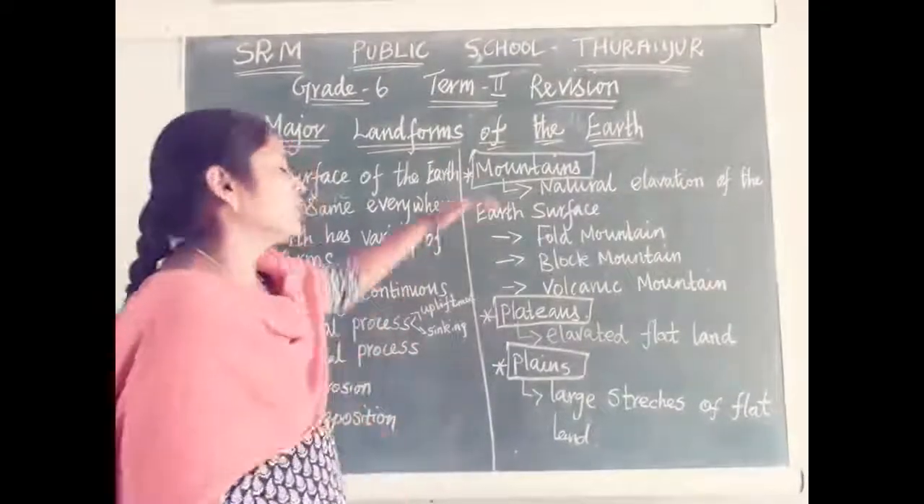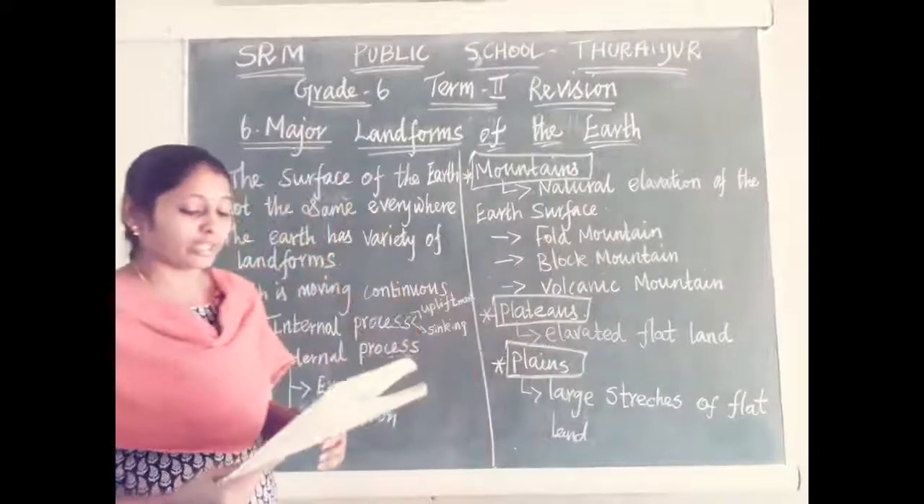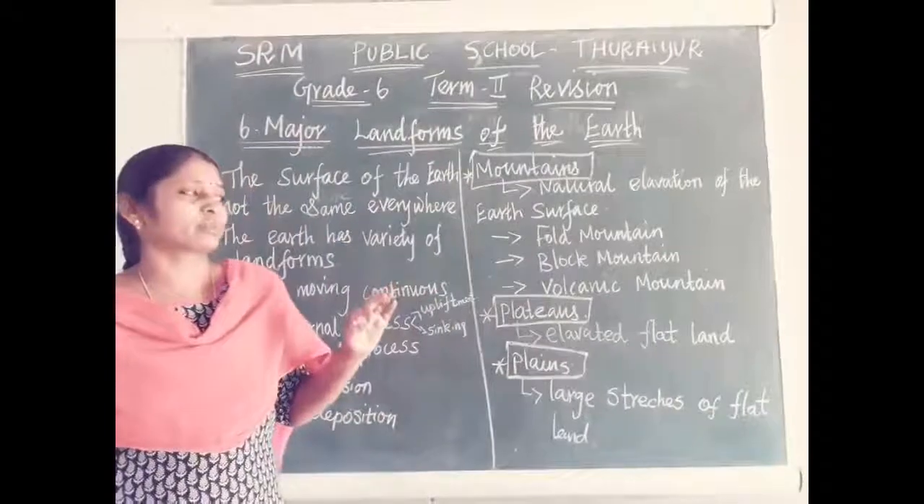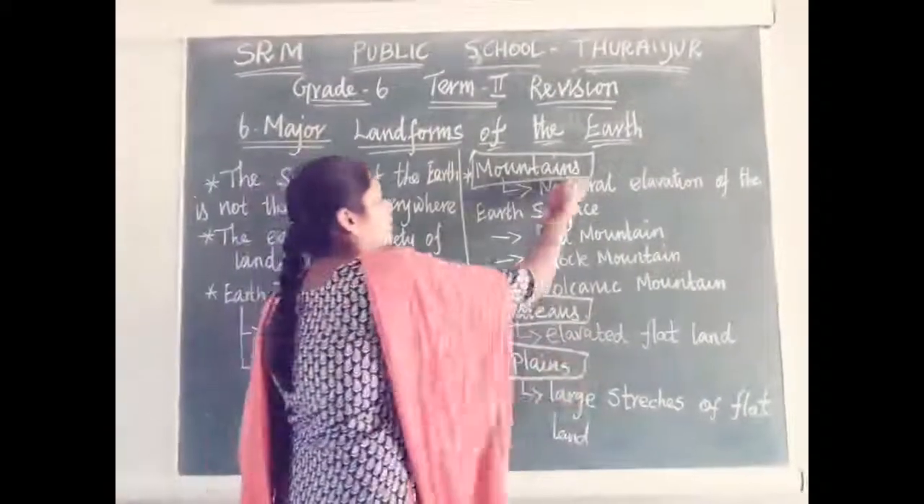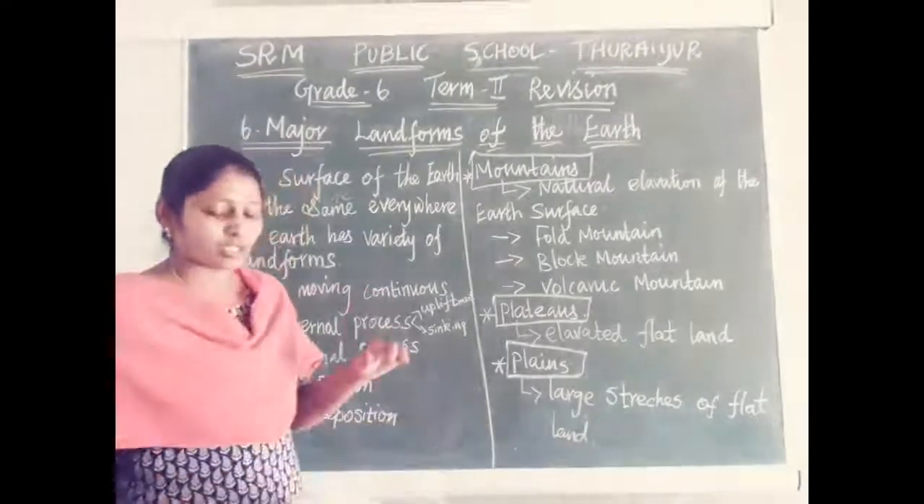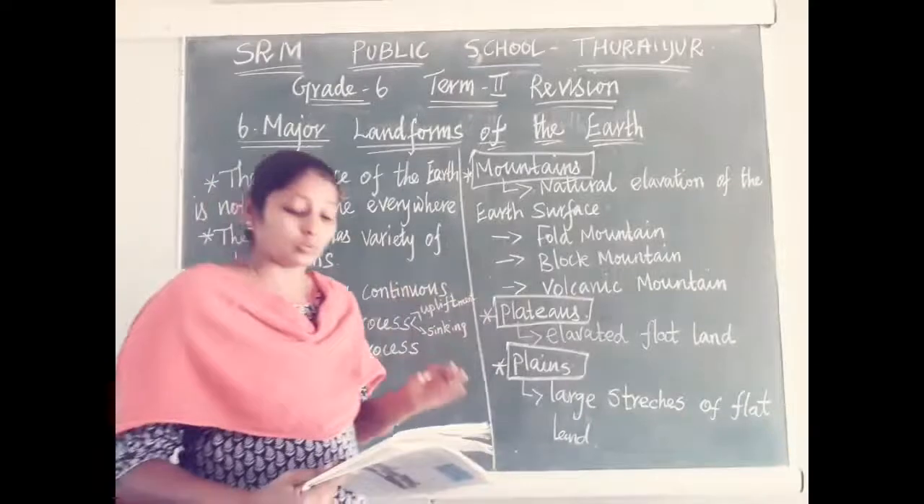Mountain. What is a mountain? We often see mountains. Mountains are natural elevations of the earth's surface. Any natural elevation of the earth's surface is called a mountain.